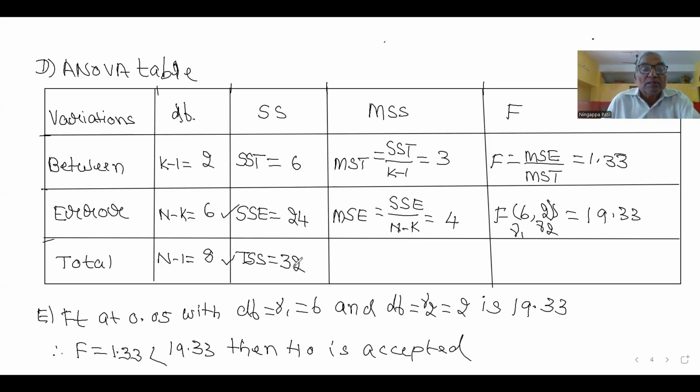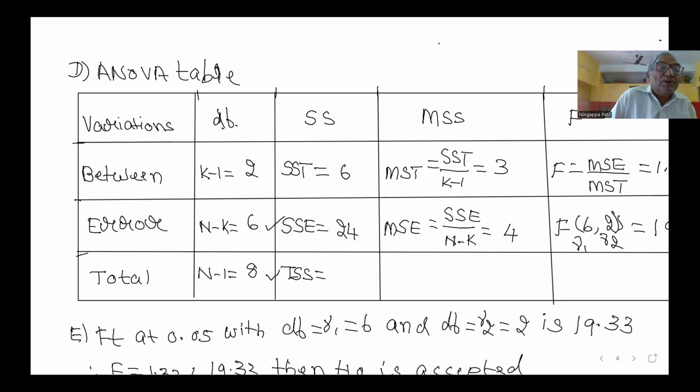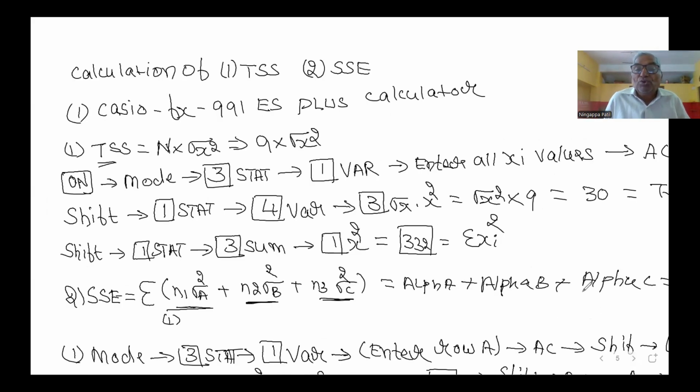Look here, 30 value. Sorry, I committed a mistake here. 30 it is. Sorry for the mistake. Okay, 30 value you got.